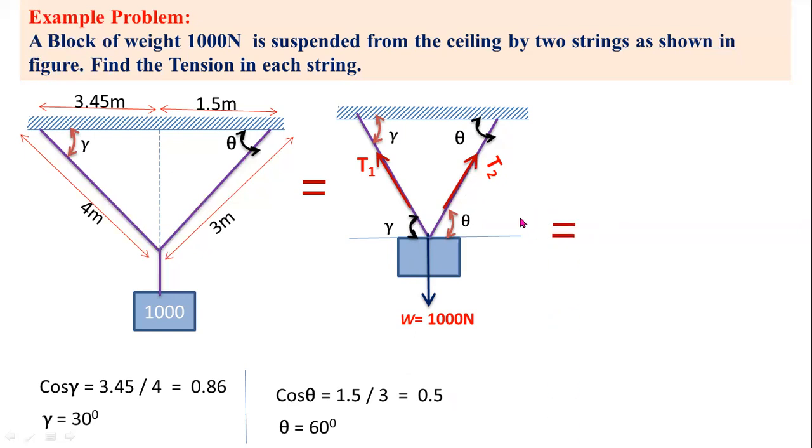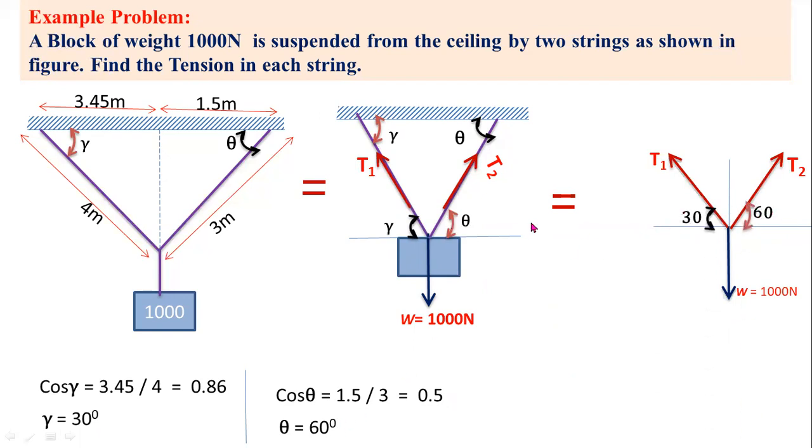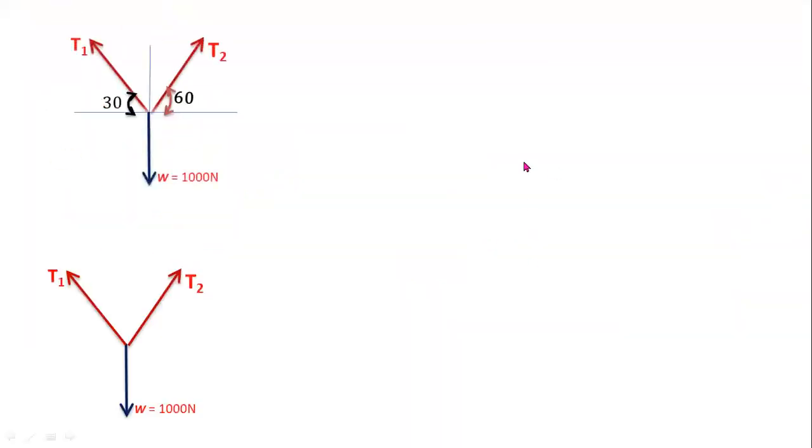Now you have to convert this diagram into a free body diagram. First you have to consider this vertical force as it is. Now you have to consider this tension T1, and after that this tension T2. Now you have to consider gamma equal to 30 degrees and theta equal to 60 degrees. So this is the free body diagram for this problem. Now from this free body diagram, you have to determine the values of T1, T2.